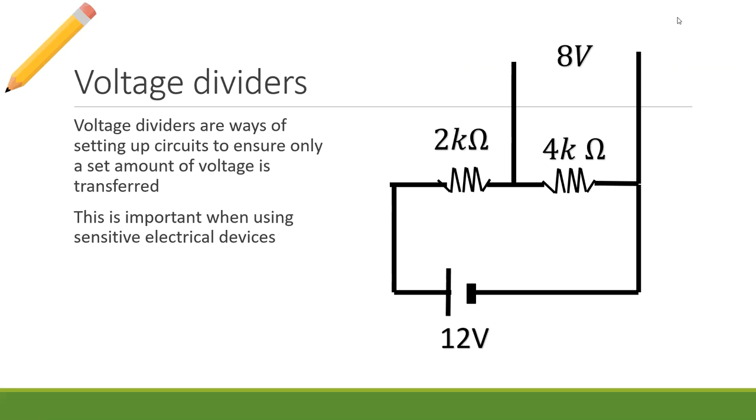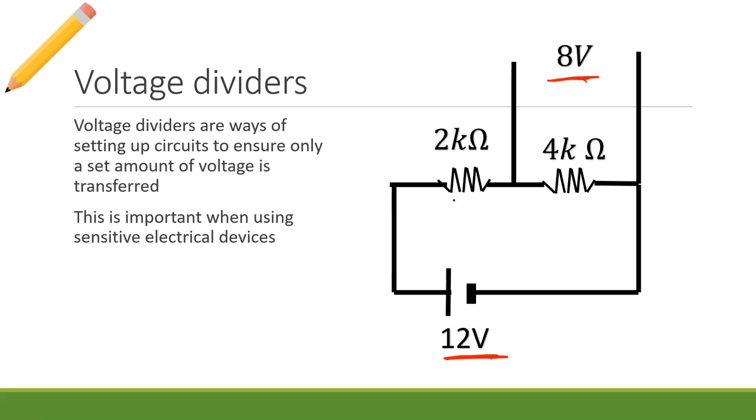So you want to use something like a voltage divider. And what it will do is it takes a voltage. Let's say you take 12 volts and it can shrink it down to 8 volts. Let's go have a look at how this voltage divider is actually doing that.